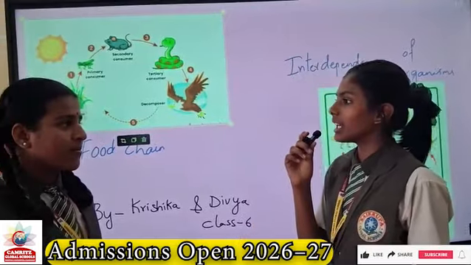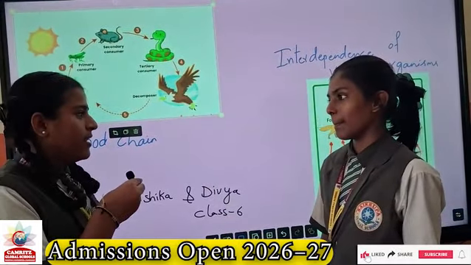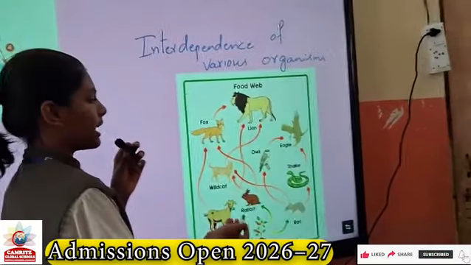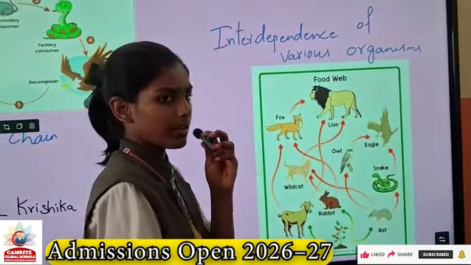Now, do you have any doubt? In a food web, if one organism is missing, what will happen?